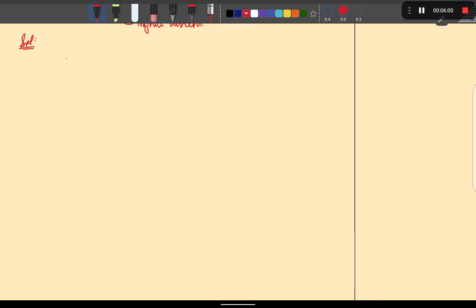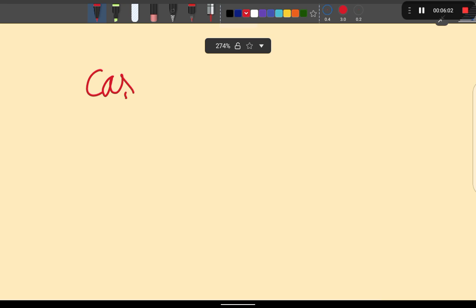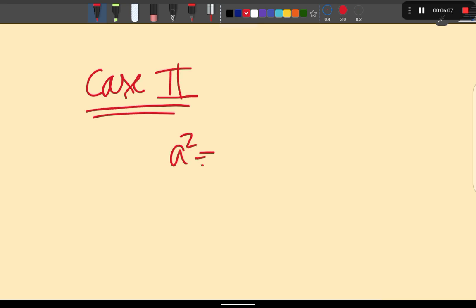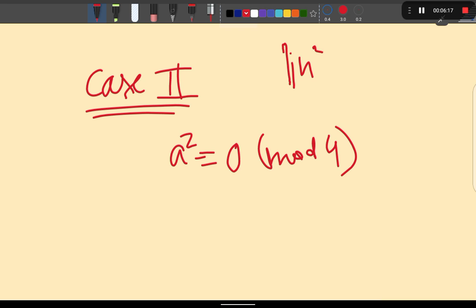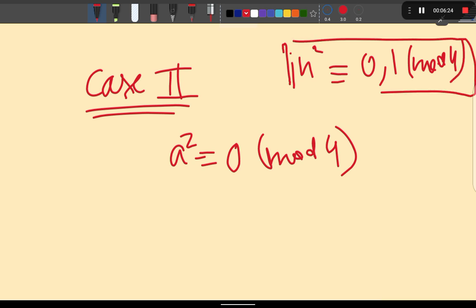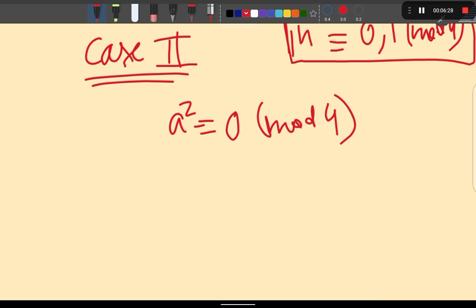Case 1 is rejected. Now we have case 2. In the first case, we took a square congruent to 1 mod 4. So this time we are taking 0 mod 4. So remember this result, n square congruent to 0 or 1 mod 4. Okay, so now we took a square congruent to 0 mod 4.